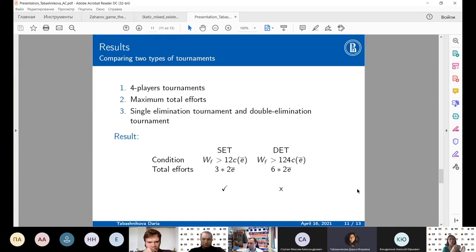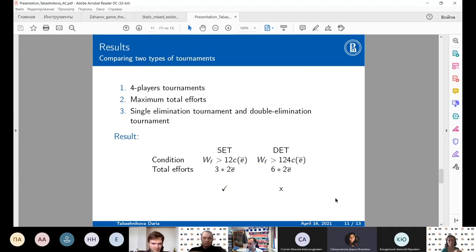And we compared these 2 types of tournaments for 4 players and for the case of maximum total efforts to decide which tournament is more profitable, and we get these conditions. For single elimination tournaments, we get less maximum total efforts than for double elimination tournaments.